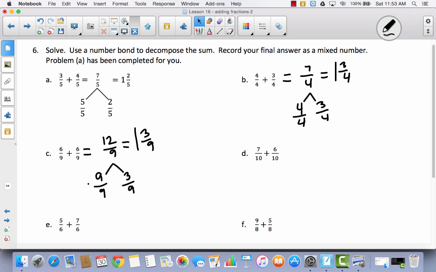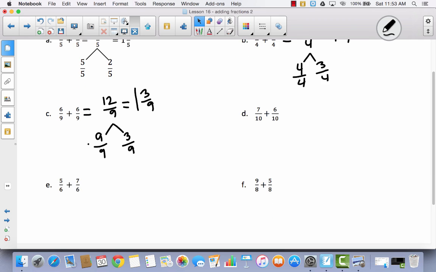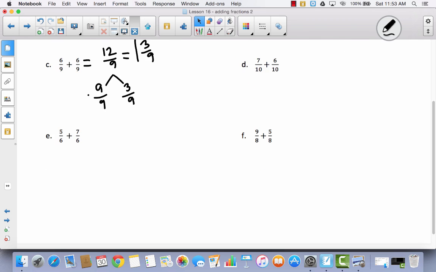Why don't you see if you can do the rest of these by yourself? If you get stuck, you can always press play. Do as much of it as you can and then come back and check. All right, so 7/10 plus 6/10 is equal to 13/10. It takes 10 out of 10 to make a whole. And then I have 3 more tenths to make 13/10. So 13/10 is the same as 1 3/10.